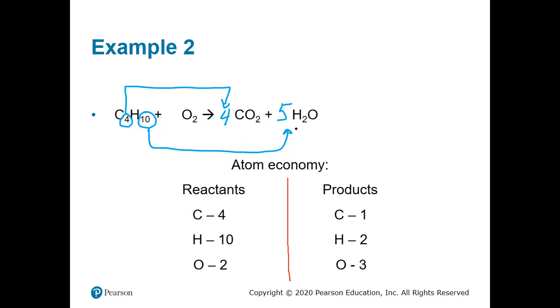So my 4 carbon dioxides, I end up with 4 carbons and 8 oxygens. My 5 waters, I end up with 10 hydrogens and 5 oxygens. So my total number of oxygens now is 13. Everything's balanced except for the oxygen. Now, how many oxygen molecules do I need to give me 13 oxygen atoms?